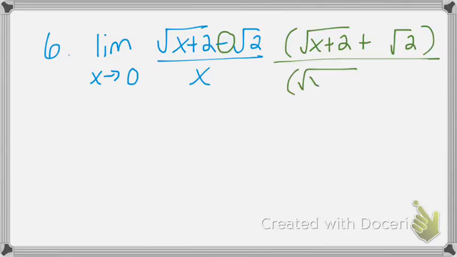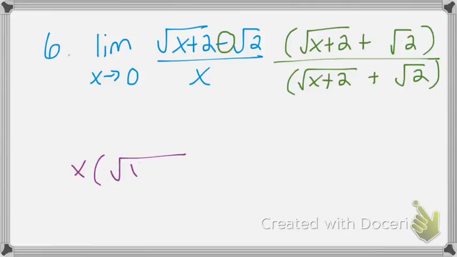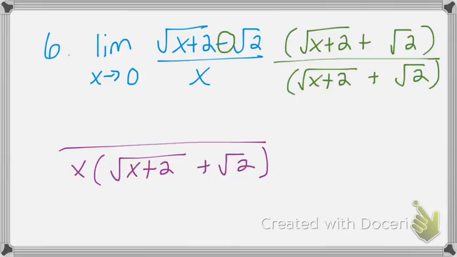Now, you're not actually going to multiply out the part that doesn't involve the conjugate. For example, on the bottom here, I'm not going to multiply that out. I'm going to leave that as x times square root of x plus 2 plus square root of 2. Now the top, I'm actually going to multiply that out. And something happens every time when you multiply the two conjugate pieces together. I'm going to show you using FOIL.